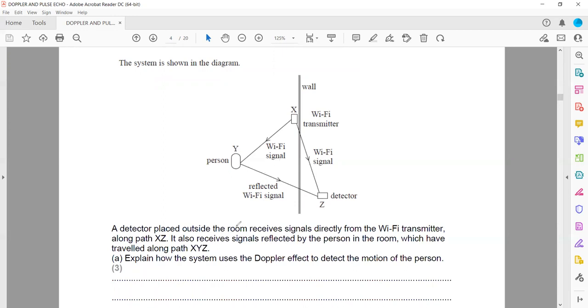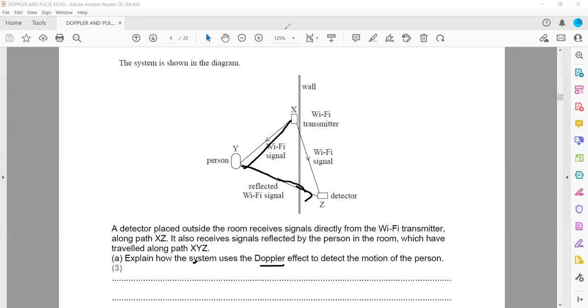A detector is placed outside the room and receives a signal directly from a Wi-Fi transmitter. So this is a wall, and a detector is placed outside along a path XZ. The detector is receiving a signal directly from transmitter X, and also receives a signal reflected from the person in the room. So there's also another Wi-Fi signal which strikes the room and bounces back. Explain how the system uses the Doppler effect to detect the motion of a person.